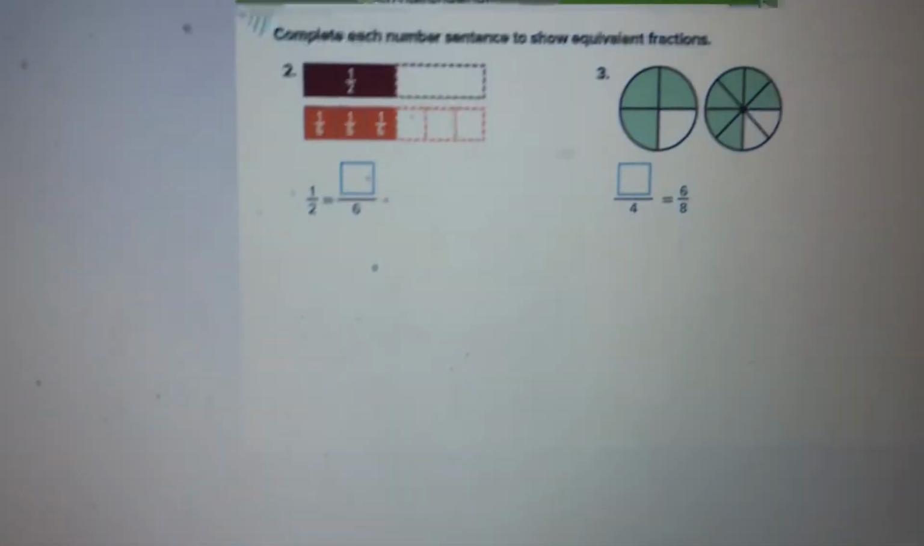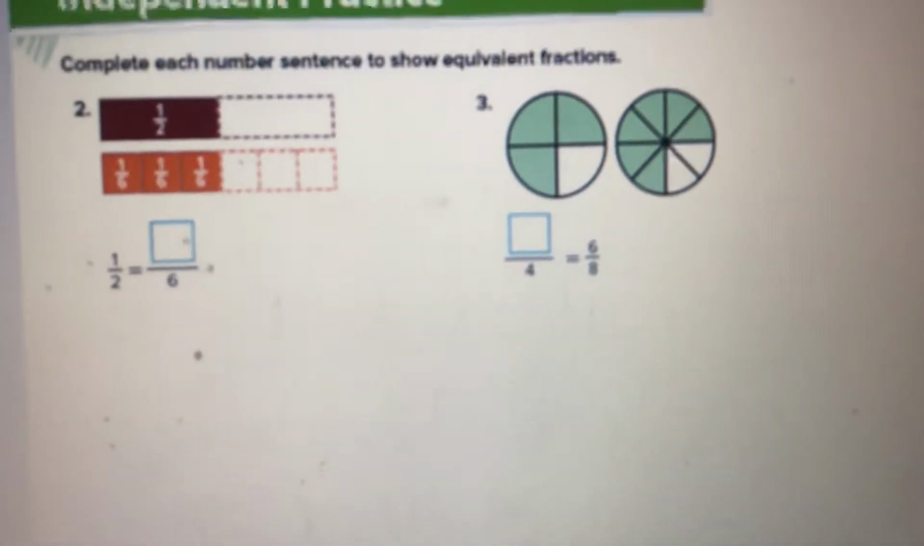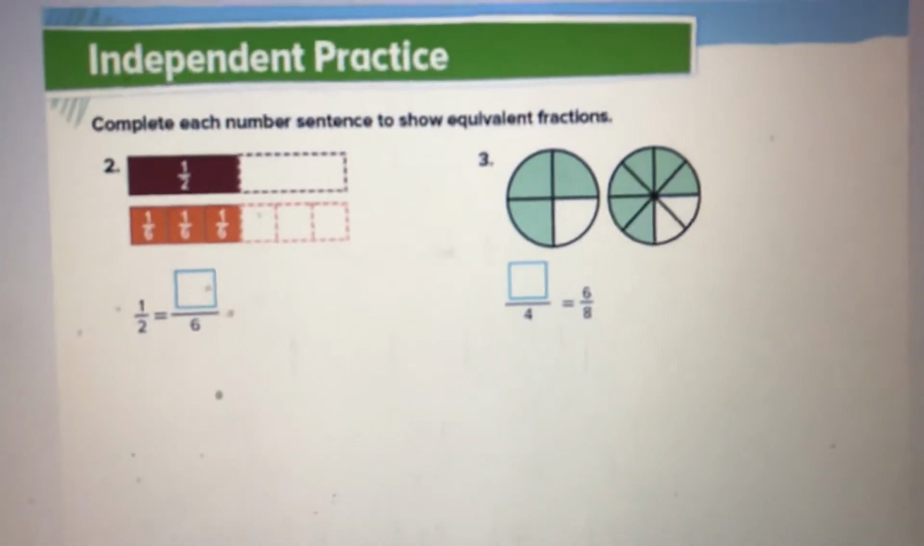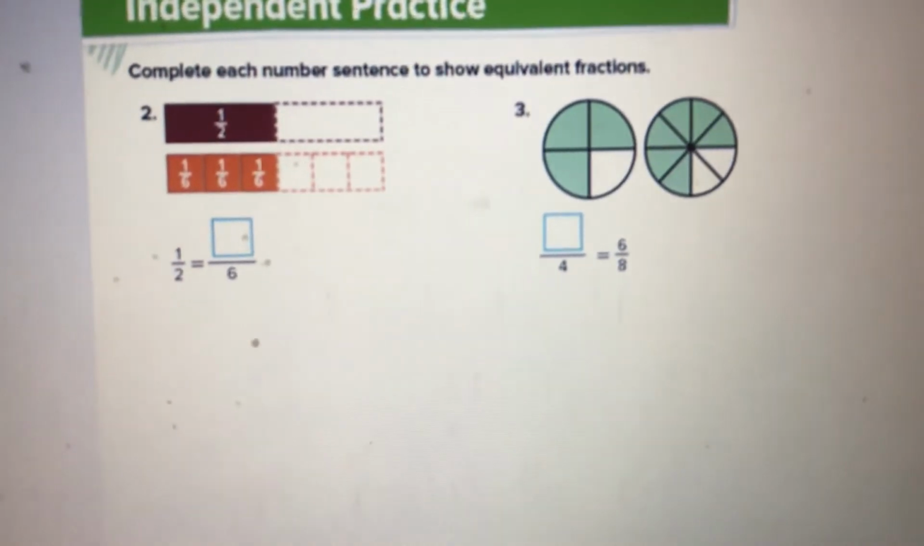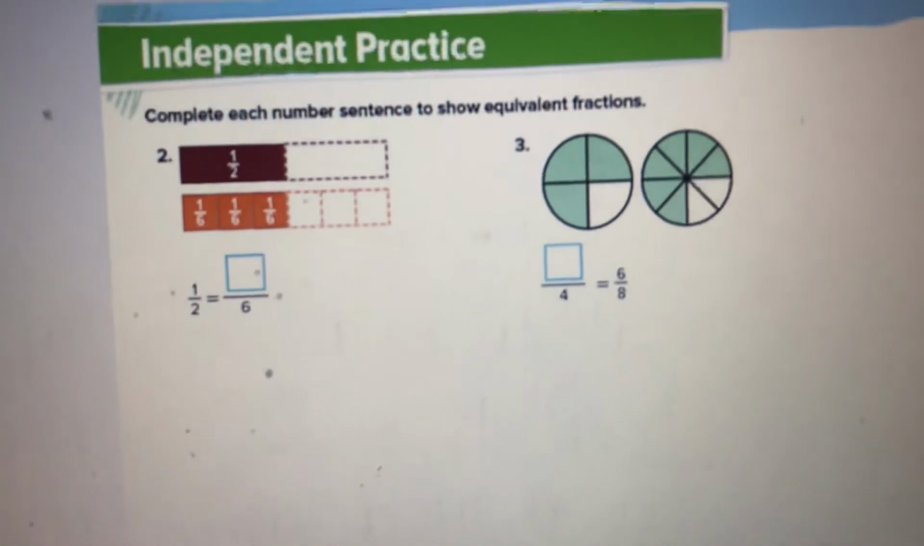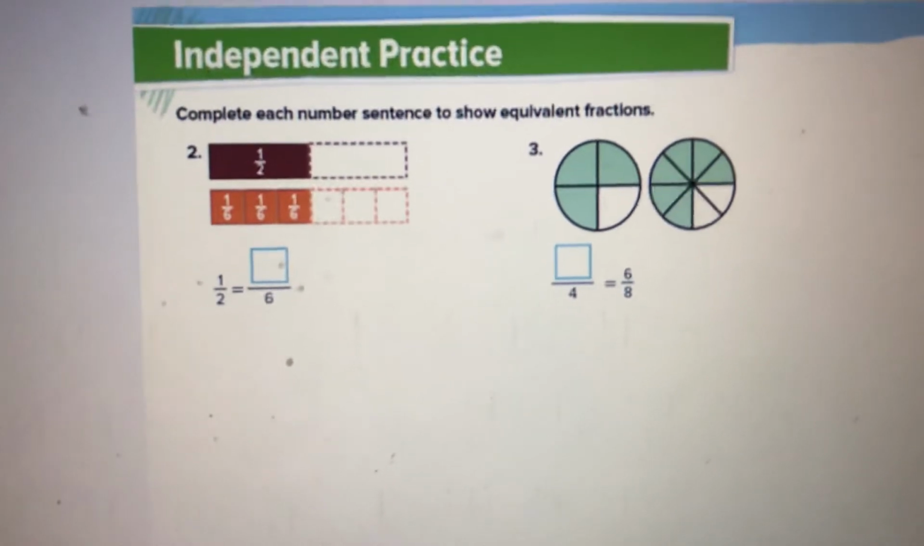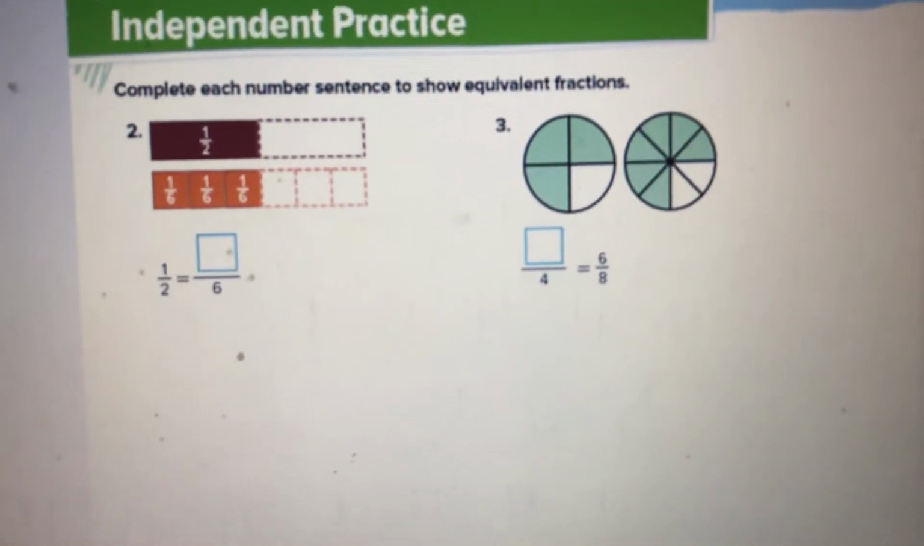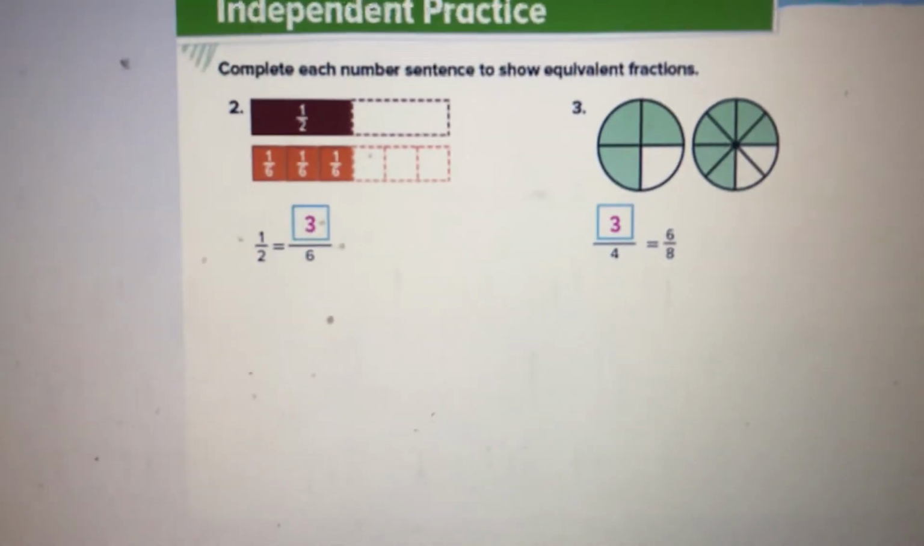Okay? Go ahead and try number 3 on your own. Take a look at it. You can see that there are how many fourths there, which is equal to 6/8. Okay, go ahead and make sure you filled in the right answer. Everybody hopefully got that one correct.